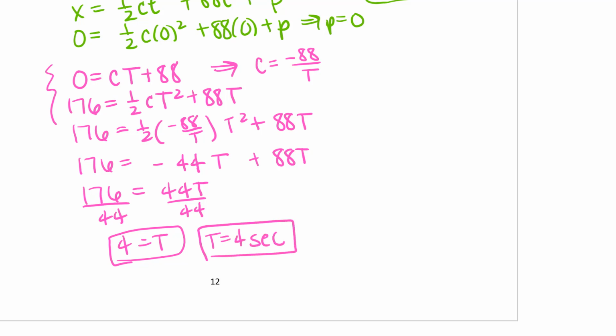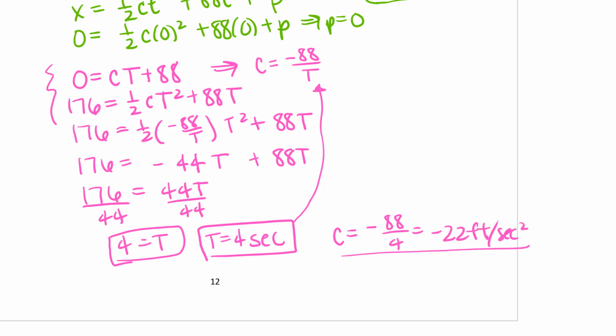So that was one of the things it asked us to find. The other thing it asked us to find is what is the constant deceleration. So now that I know what that capital T value is, I can find what that constant deceleration is. That was our c. And so there's our two values.